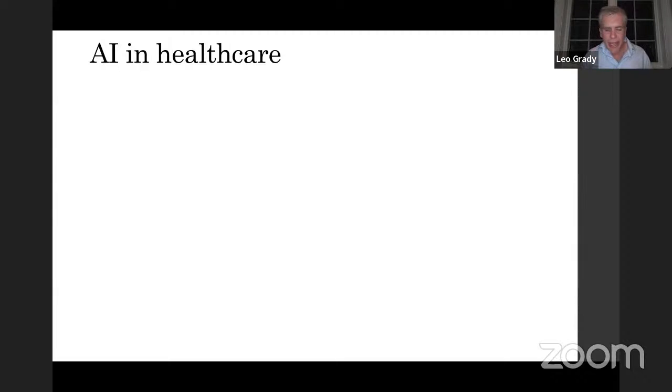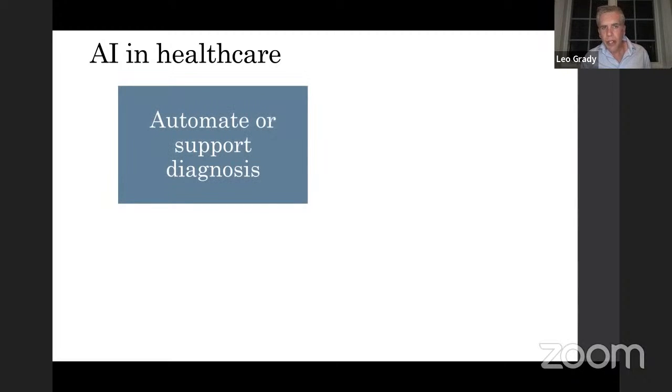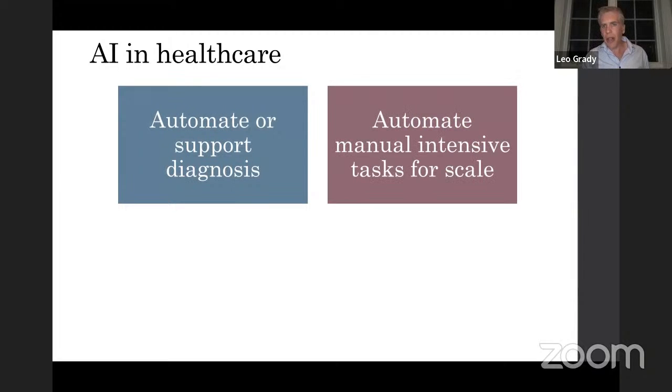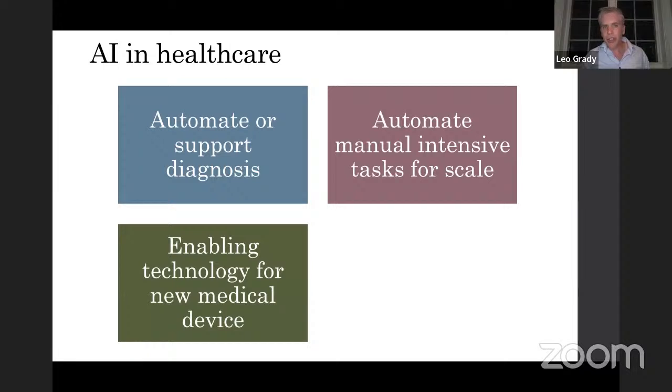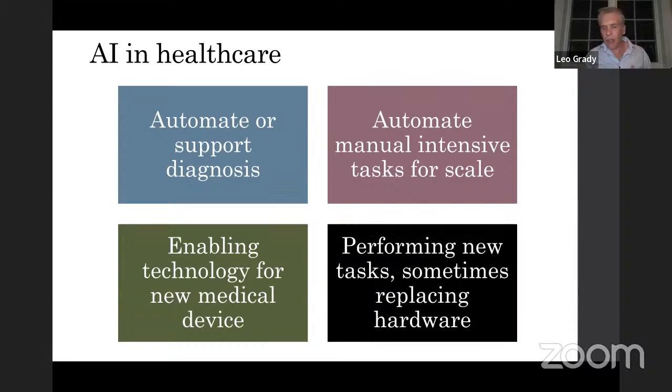Now, how is AI getting applied in healthcare? I think of it really in 4 different buckets that I'm going to go through and give you a few examples of. One is to automate or support diagnoses. Another is to use AI to automate manually intensive tasks at scale. Another application of AI is as an enabling technology for a new medical device, or to use AI to do things that today can only be done with other pieces of hardware or chemistry or sequencing or something like that. So I'm going to go through each of these and give you a few examples.